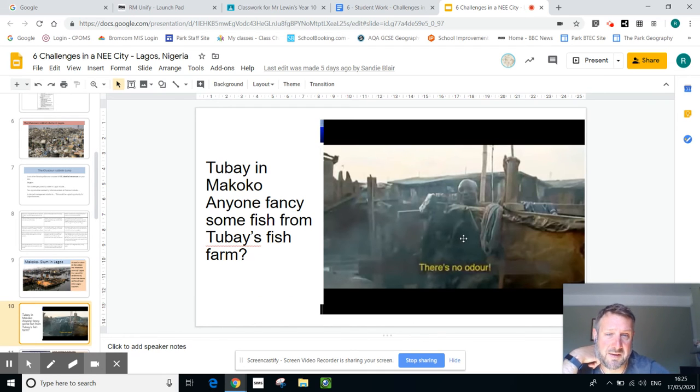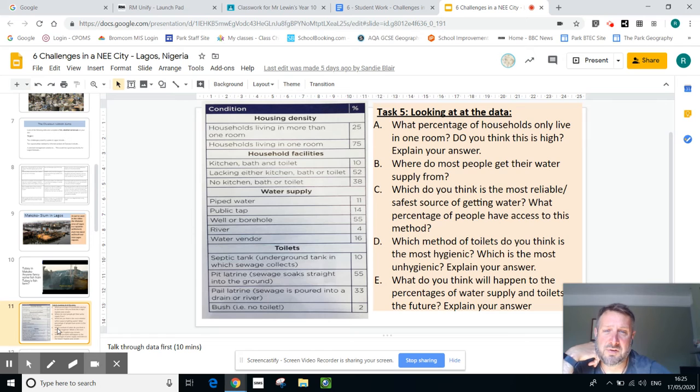Here's a nice clip here. This is Tubey in his fish farm. We saw the clip before of Tubey in his fish farm, haven't we? Where he makes sure his toilet goes into where his fish are so they eat it. It's wonderful.